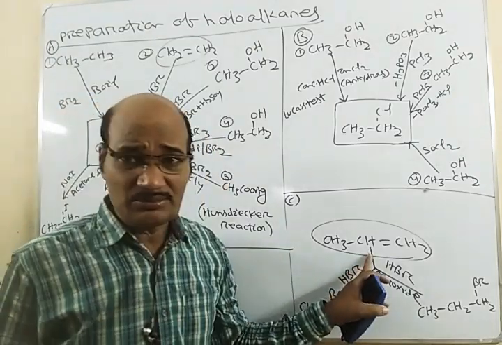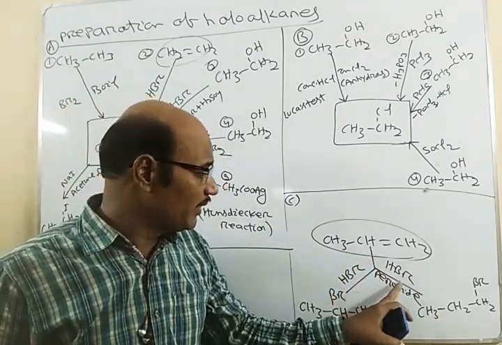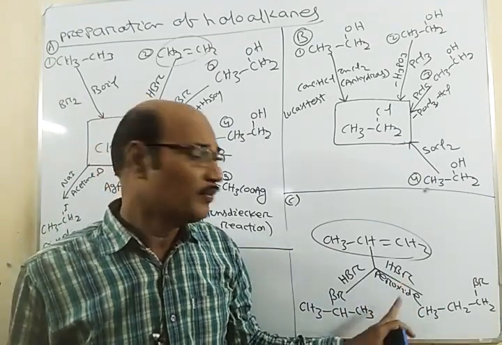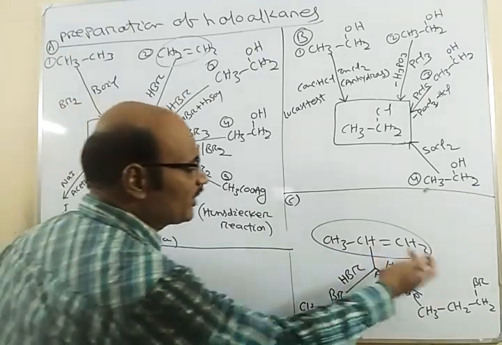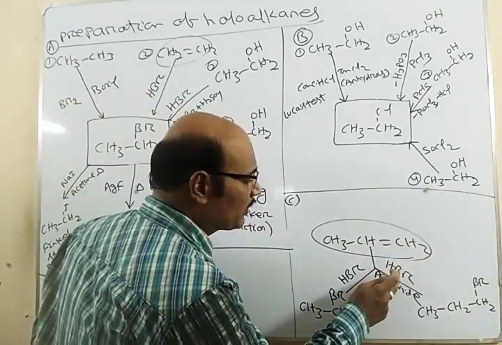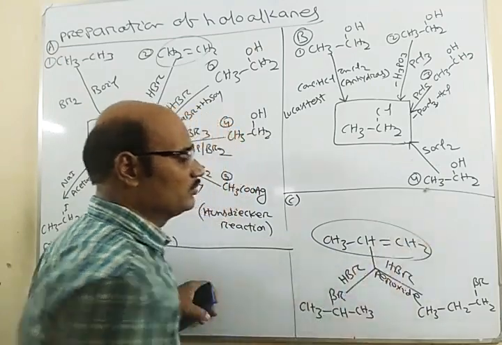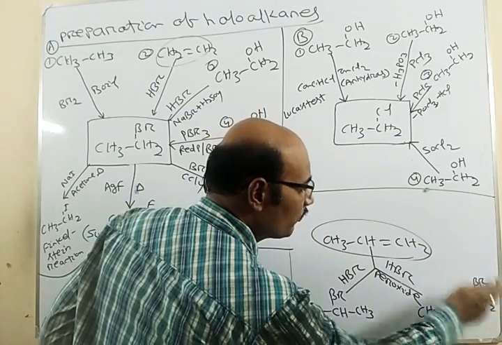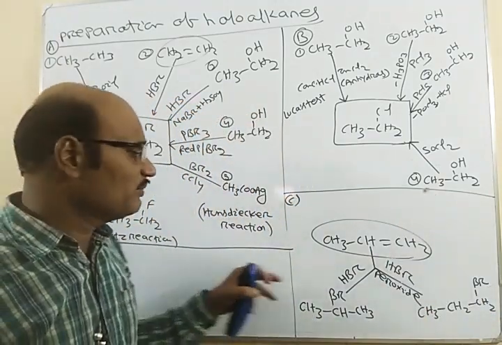Now for the same unsymmetric alkene, if I add HBr in place of peroxide, then what will happen? The Markovnikov rule will be applied. That is, the negative part will go to the carbon having the higher number of hydrogens. This will be again CH3, CH2, CH2, Br. So there may be questions.